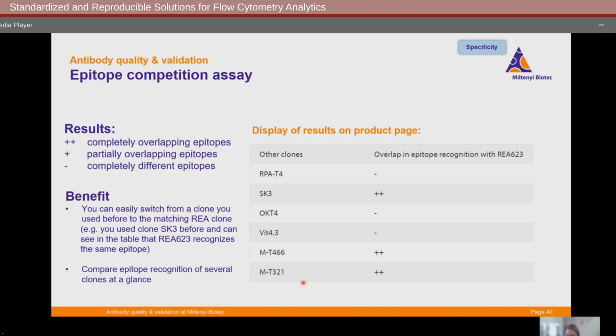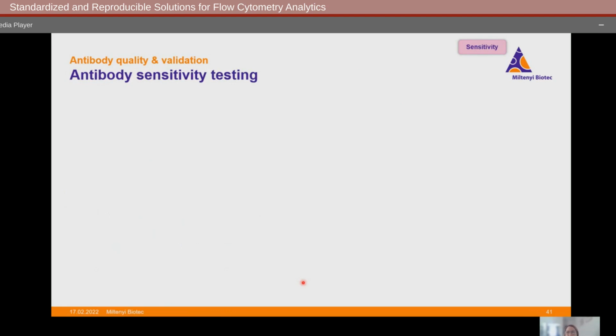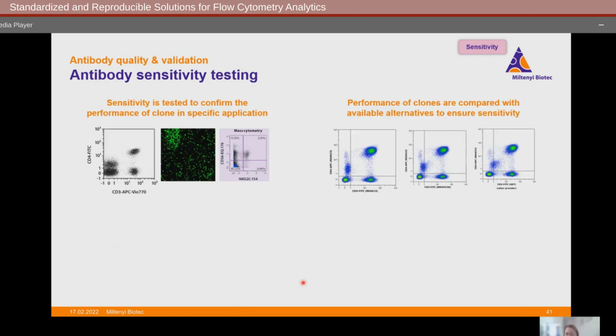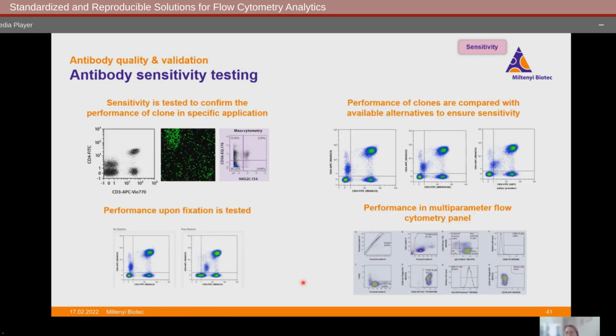Getting into one of the final aspects of antibody quality that I'd like to talk about, sensitivity. We want to be sure that the antibody we're looking at is sensitive enough to meet a variety of different applications or many different needs that you may have across different types of research.